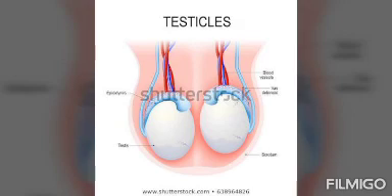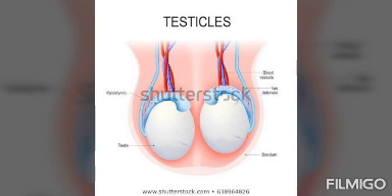Today we are going to learn about the human reproductive system. Under the human reproductive system, first we will learn the male reproductive system. The male reproductive system comprises a pair of testes, accessory ducts, accessory glands and external genitalia.